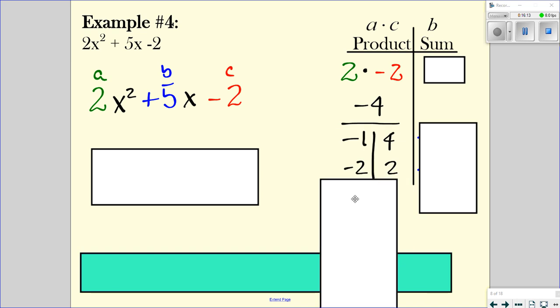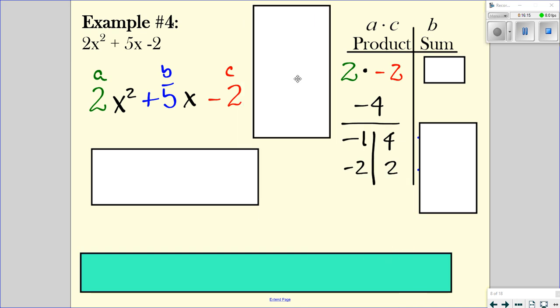And I'm going to find all the factors of negative 4. So I have 1, negative 1, 4, negative 2, and 2. And the reason why I have the bigger number as positive is because I want to end up with a positive number for the middle term of b, which is 5.